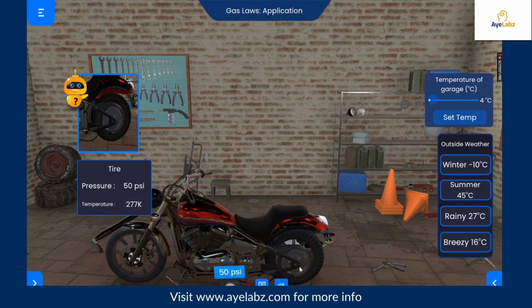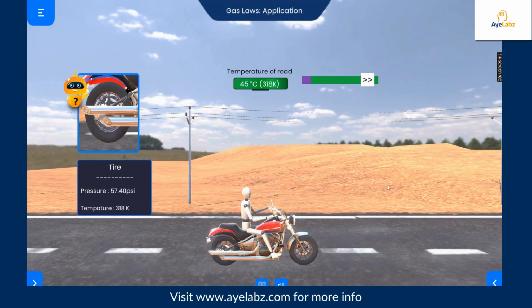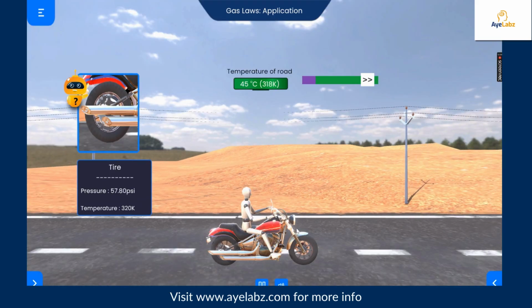Everything seems perfect. Let's get started for our bike ride. But the weather can have a significant impact on the tire pressure as the day progresses and you encounter different conditions. Let's explore how Boyle's law comes into play. Let me take the bike on a summer day by clicking on it. The temperature here is 45 degrees Celsius.